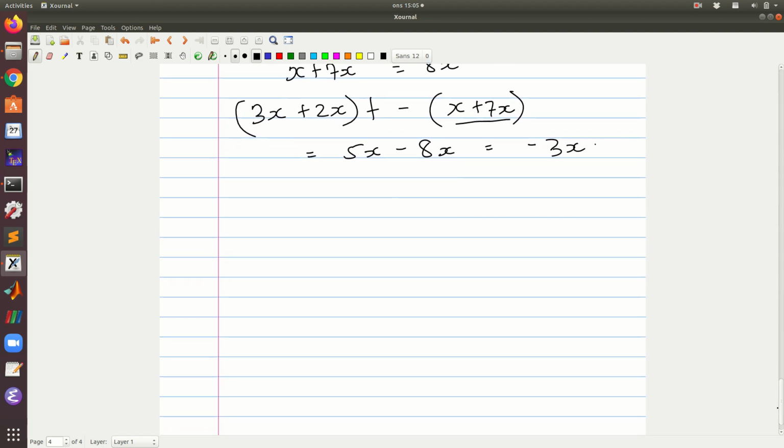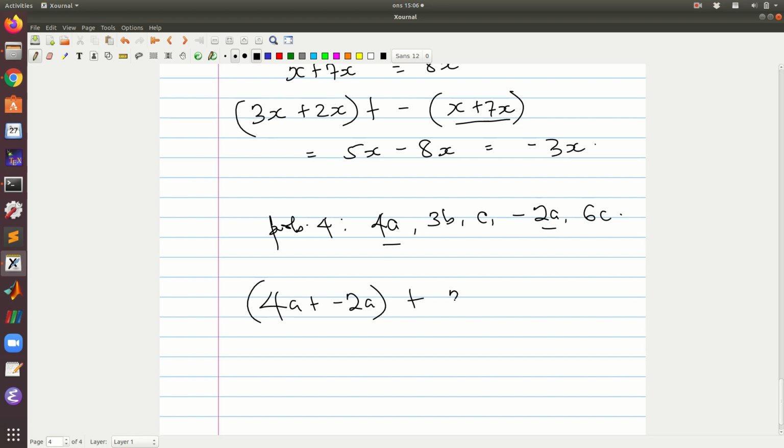Well, you can follow the rest, find the sums. This is problem 4. Find the sum of 4a, 3b, c, and negative 2a, and 6c. So we know that you can just arrange them as like terms. So you have 4a plus negative 2a, then you have the b's, and then the c's. So you arrange, and you leave it as that, you get the result.